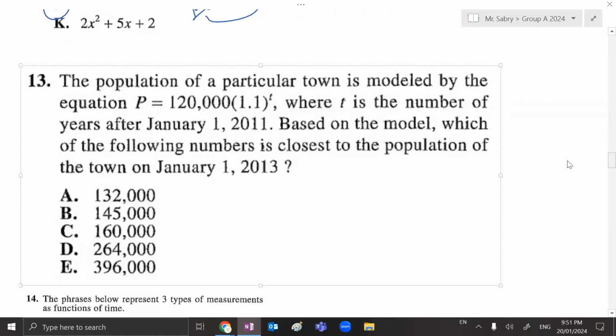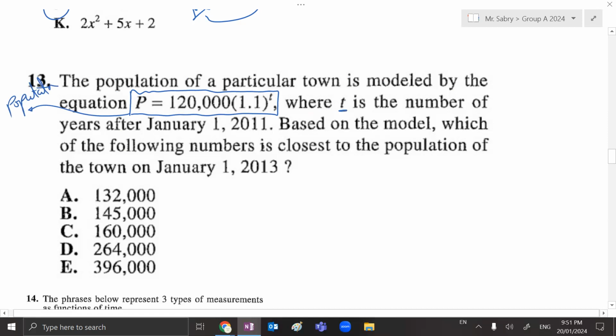The population of a particular town is modeled by this equation. One of the very important things to do in any one of those word problems with a mathematical equation inside is to understand what every letter in that expression represents and what this thing is used to figure out. It says the population of a particular town is modeled by this equation. So first of all, I understand that this is used to get the population of any town.